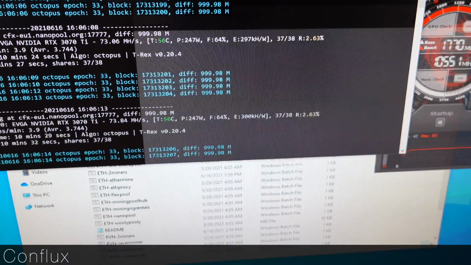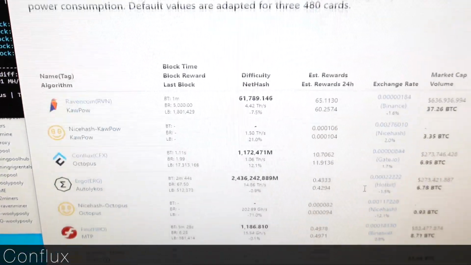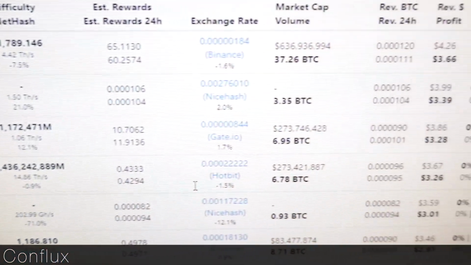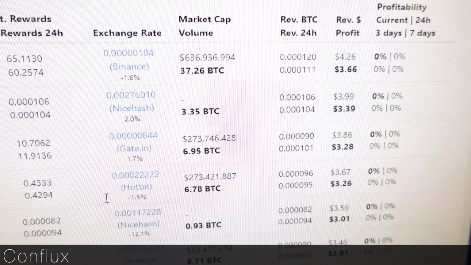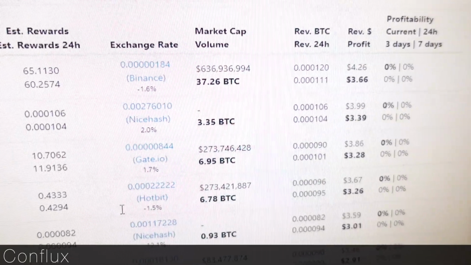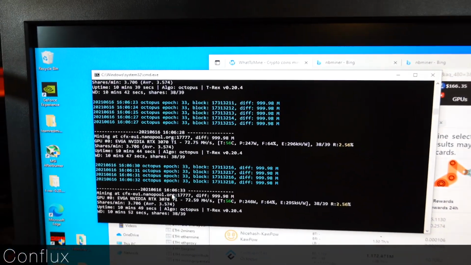So I went ahead and entered that into What to Mine here. And you can see the profitability now with Conflux coming really close to Ravencoin, coming in at $3.28 profit a day with 10 cent electric rate. So really impressed with that one. Let's do the next one.